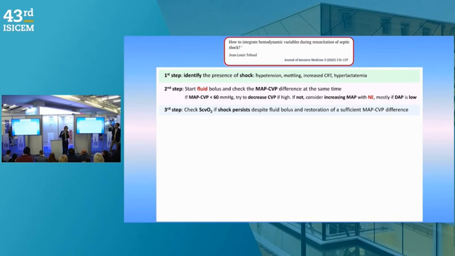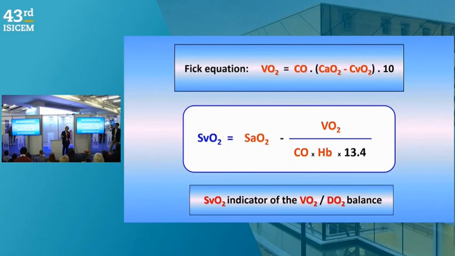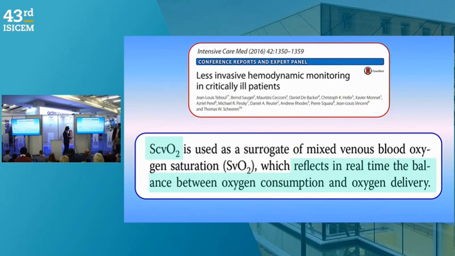Then, if shock persists in spite of your fluid bolus, if shock persists in spite of giving vasopressors based on this very simple reasoning, it is time to check SCVO2, because you have a central catheter and it is easy to withdraw some blood and to look at SCVO2. SCVO2 is a good marker of the adequacy of oxygen delivery to oxygen consumption, and it reflects in real time the balance between oxygen consumption and oxygen delivery.